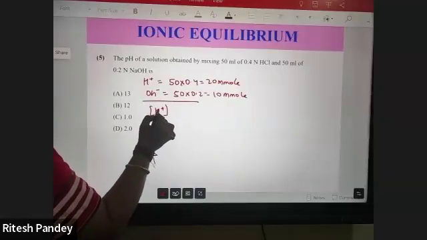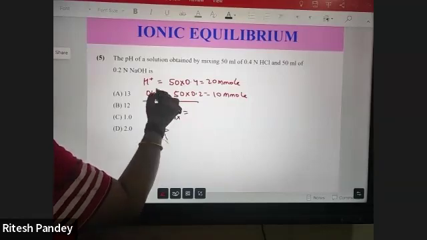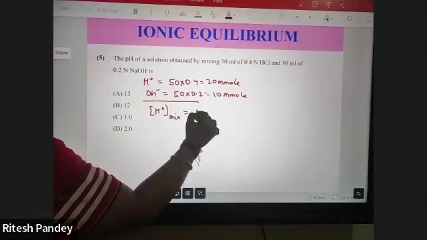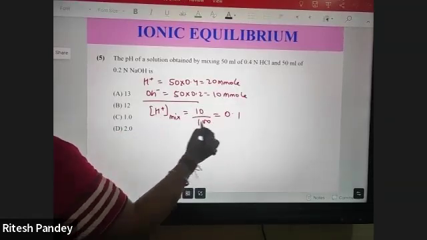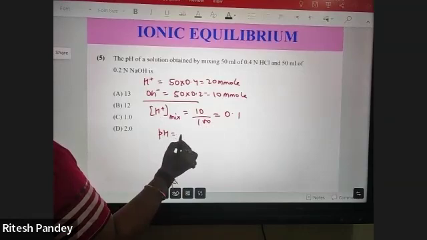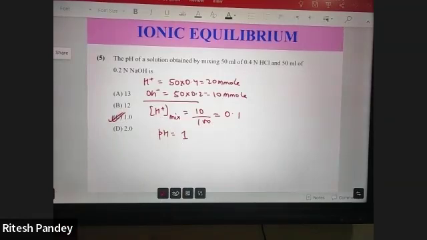When I put square brackets, I mean molarity, and for the mixture this has to be acid-base titration. H plus left is 10 millimole in naturally 100 ml. Now this is 0.1, and this will give me pH equal to 1. I hope I've done it all right. See, C, Calcutta looks good. And we'll move on. 5C, Calcutta.